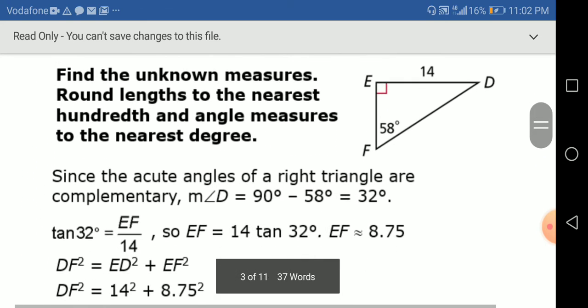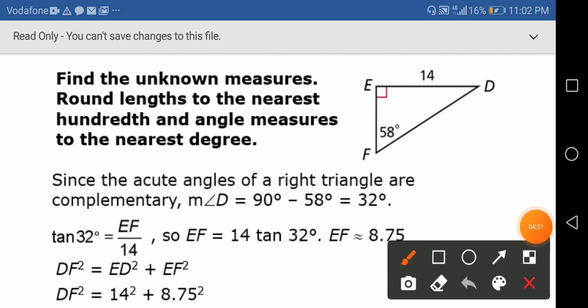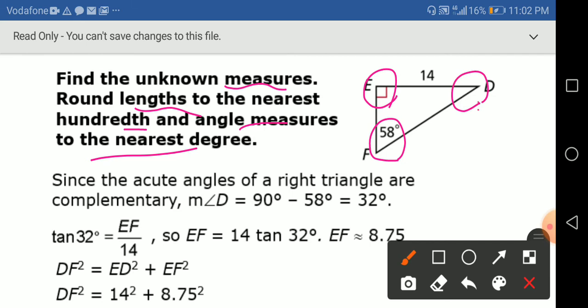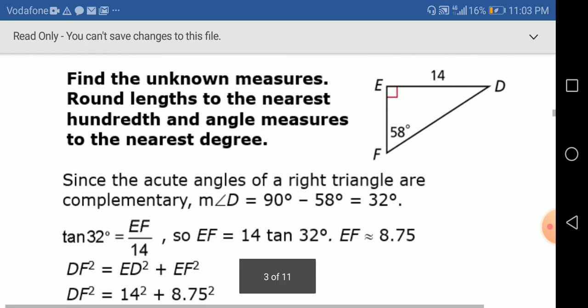If I have another example, he asks me to find the unknown measures, rounding the length to the nearest hundredth and the angle measures to the nearest degree. I have this is 58, this is 90. So what is this angle? The total measure of angles equals 180, we know that, and here we have 90 plus 58. So the remainder is 32. This is from quarter 1. So we got 32.